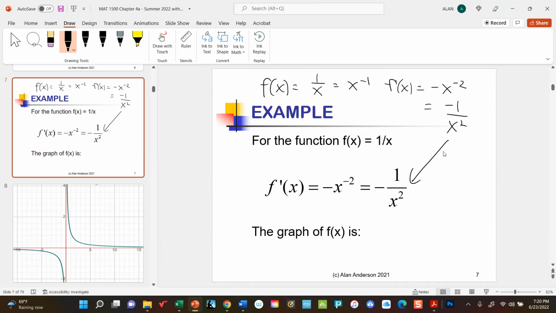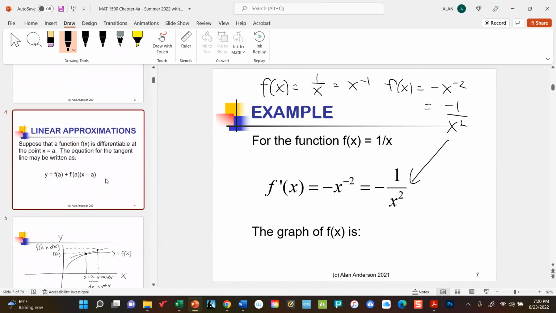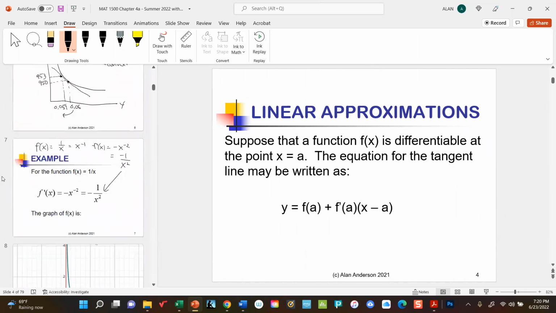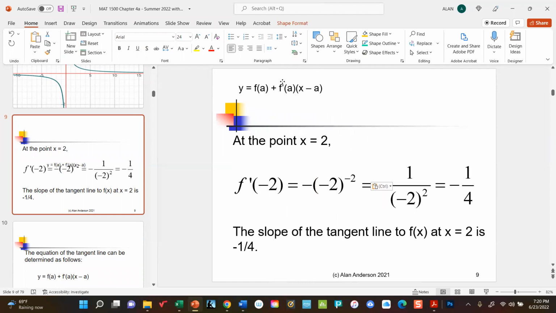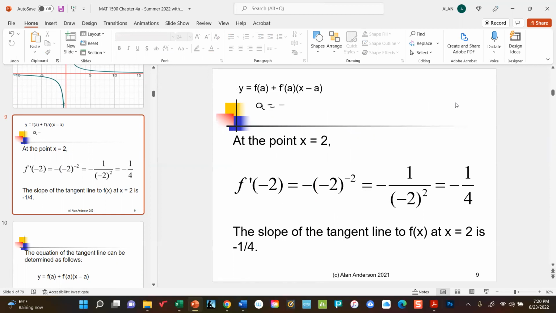Anyway, why do we need that? Because remember, the equation for the tangent line to this function at any given point looks like this. So you see, we do need the value of f prime of a. Okay, let me put this in here so we can see it again. And what we're going to do is assume that a is -2. For whatever reason, we want to know what's happening at -2.